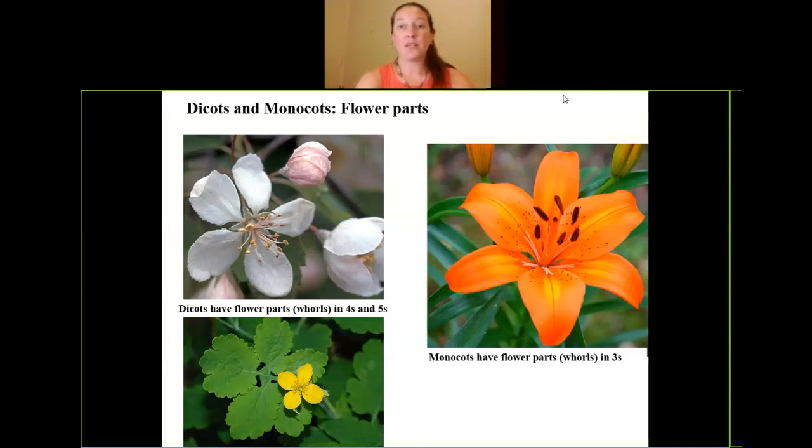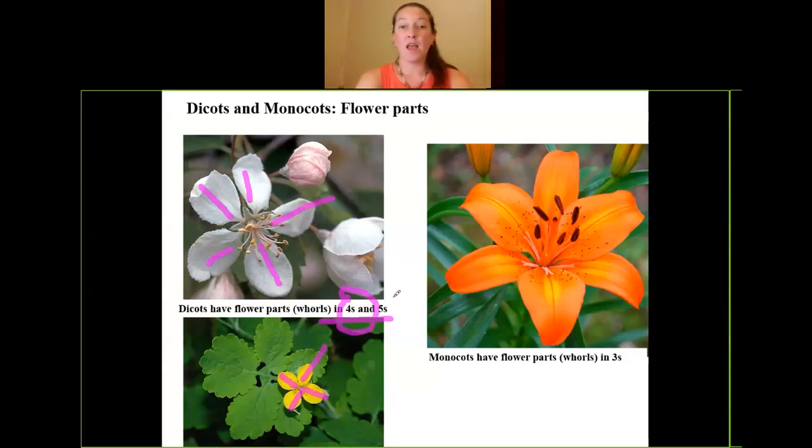Whereas dicots always have their flower parts or whorls arranged in 4s and 5s. So this flower on top has 5 petals, right? So we know it's a dicot. This flower on the bottom has 4 petals that we can see. So we know it's a dicot, etc. So if a plant had, let's go with 4s, 16 petals and 16 stamens, divisible by 4, so we know it is a dicot.